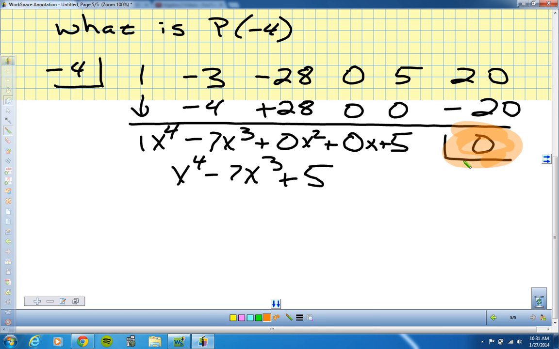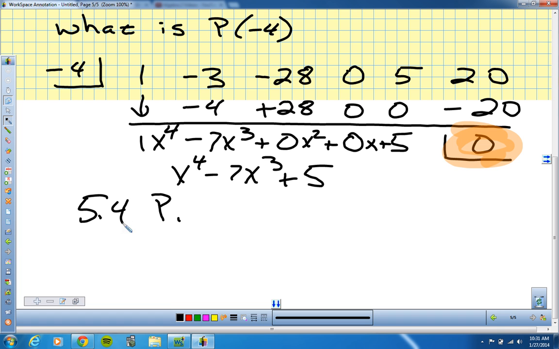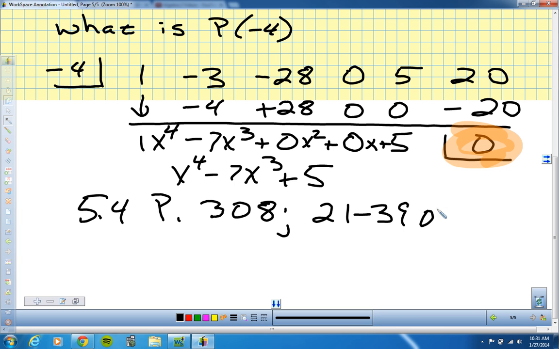All right, so your homework is on the board there, page 308. It's another 5-4, 308, 21 through 39, plus 40.